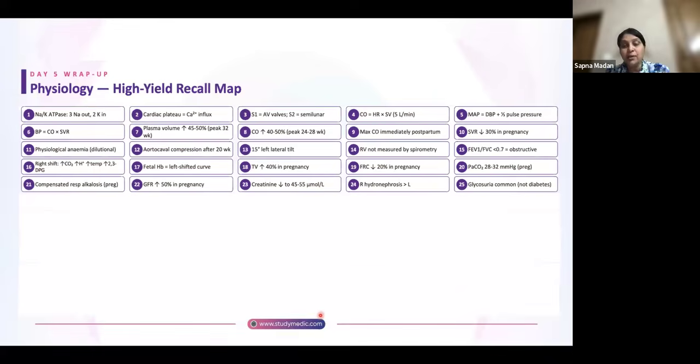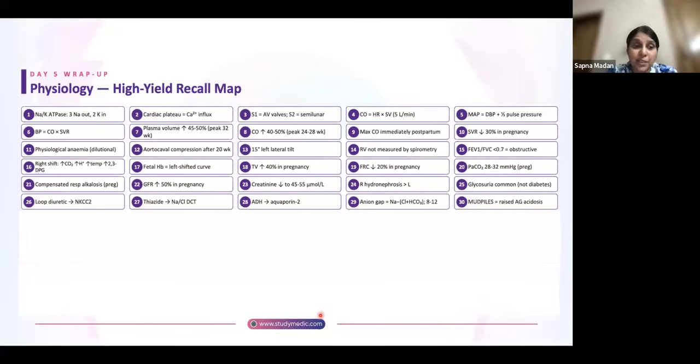Hydronephrosis and hydroureter are likely to happen because of the pressure of the uterus on the ureters, and it is more on the right side. Glycosuria is common in pregnancy, and it is not diagnostic of diabetes.